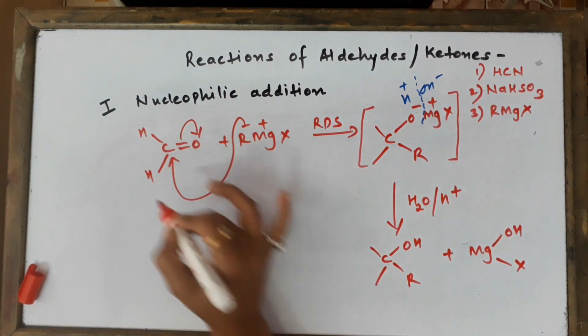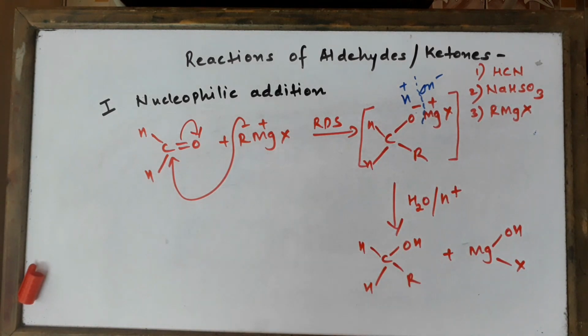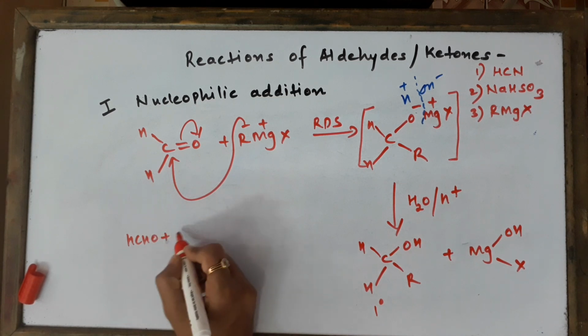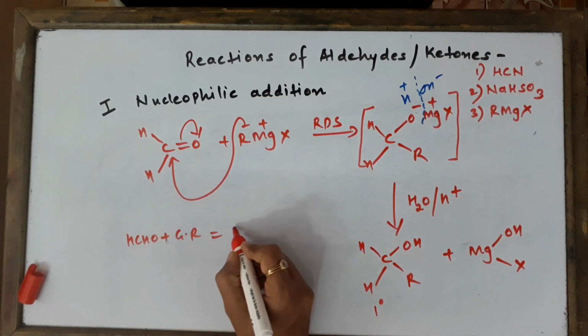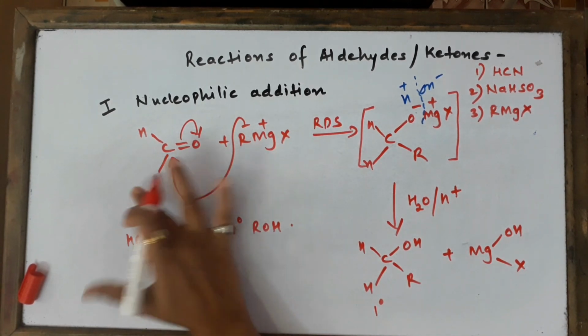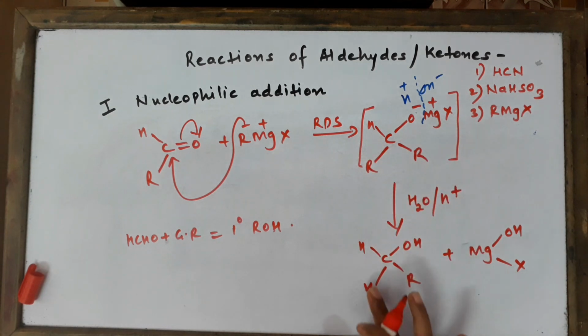If I start with formaldehyde, children, look at this. So if I start with formaldehyde, I'm just going to write HH over there. And what kind of alcohol is this? RCH2OH. It's a primary alcohol. So the rule is formaldehyde, when it reacts with Grignard reagent, it is going to yield a primary alcohol. Okay, very simple.